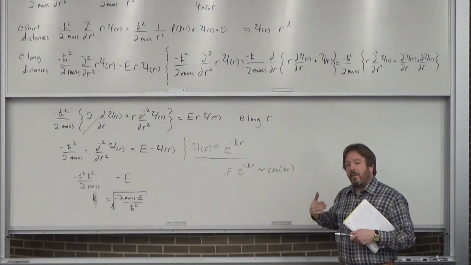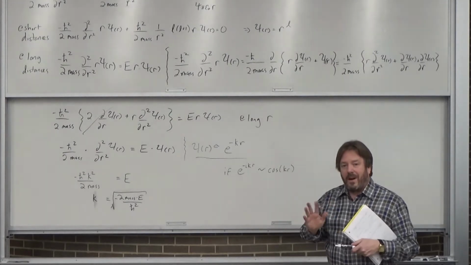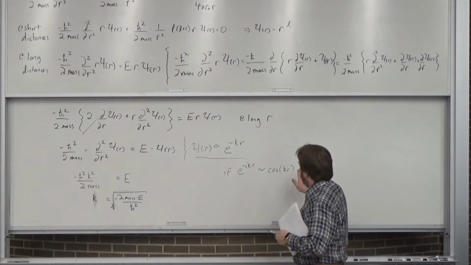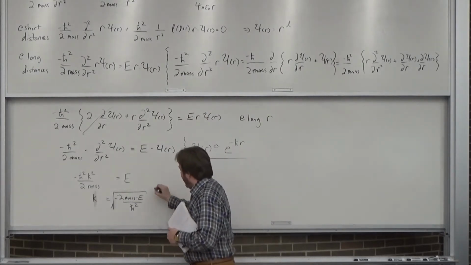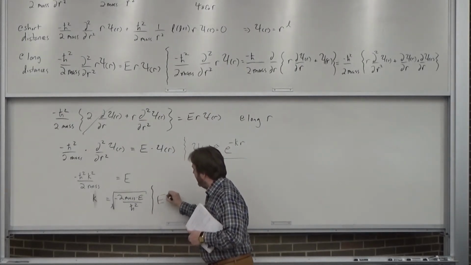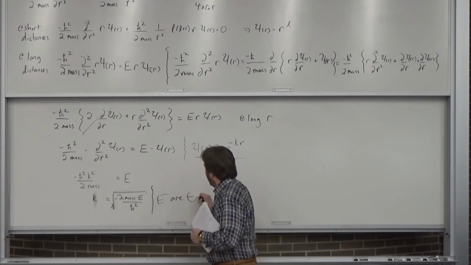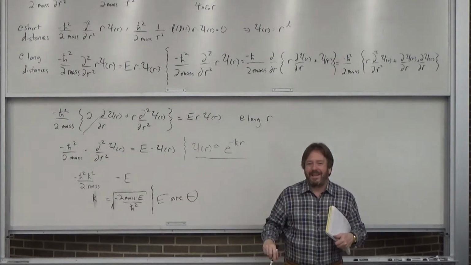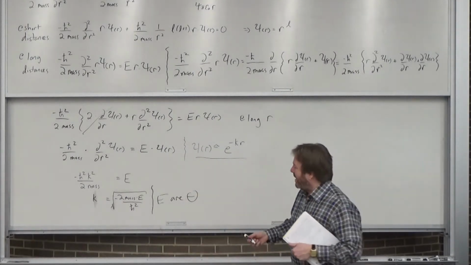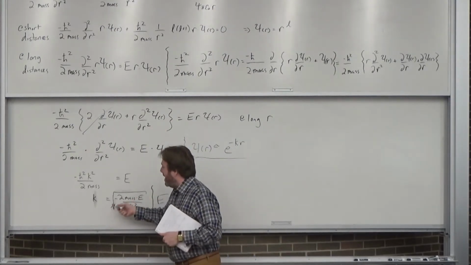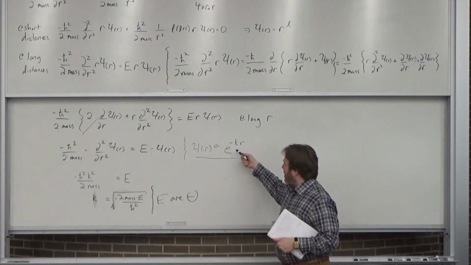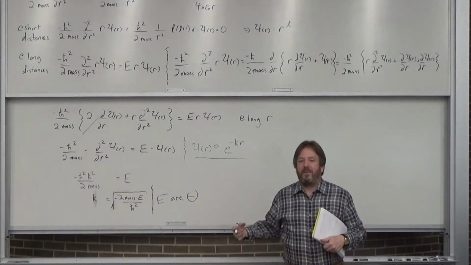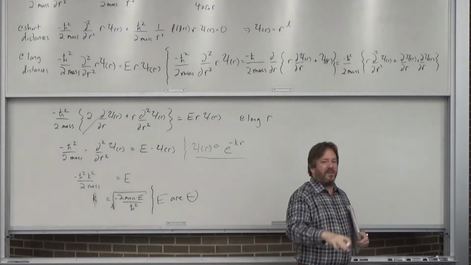So it seems like I've got a problem here. You can imagine why this is a good test question. Now the answer is that you have to remember that energies are negative for the hydrogen atom. Remember that last class? Energies are negative, so I've got a negative times a negative, square root of a positive is fine, right? Nothing weird. And then I've got e to the minus just a number times r, which is an exponential decay.